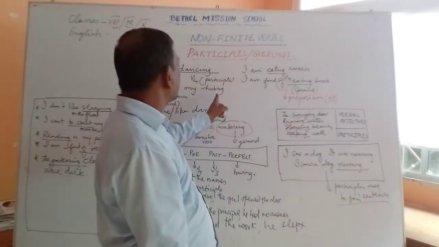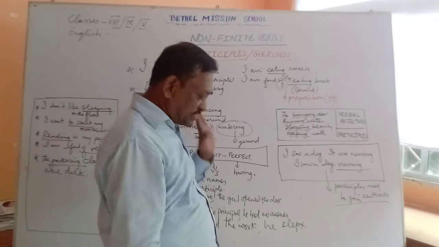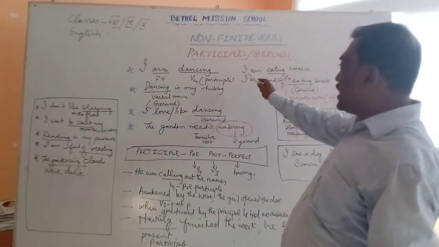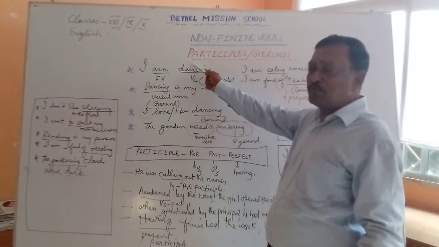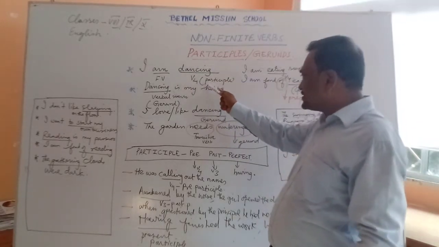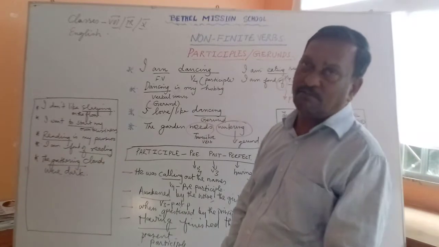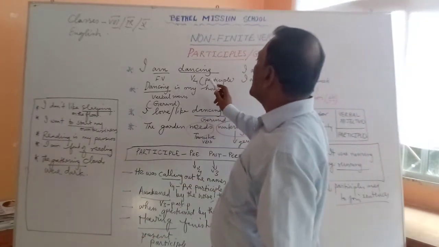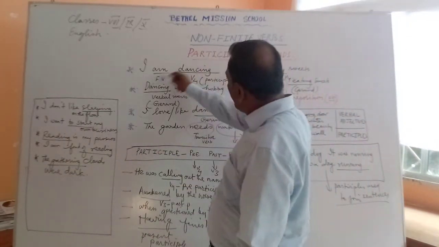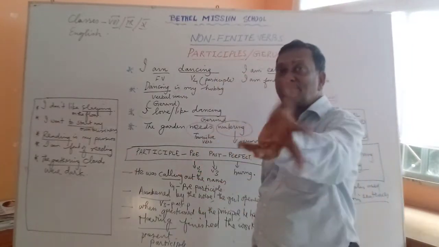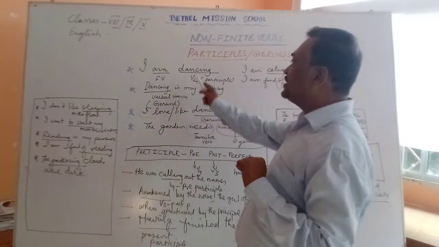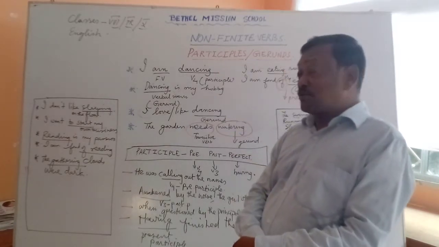Now look at this sentence. I am dancing. The last word is dancing. It is an ing form of a verb. It is the participle or the present participle. I am dancing. Now, is this a gerund or a participle? That is the question. How do I find out? This ing form, is it a gerund or a participle?